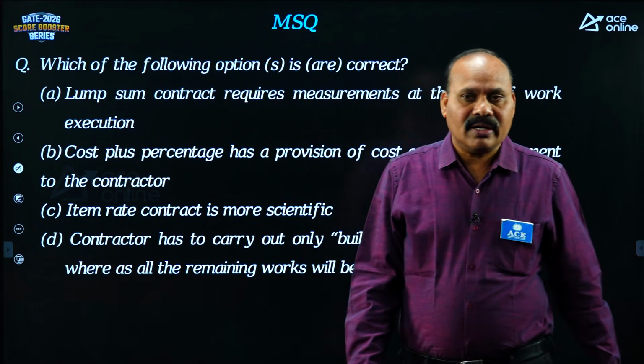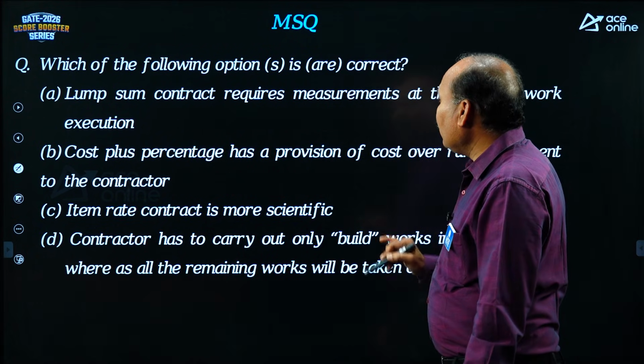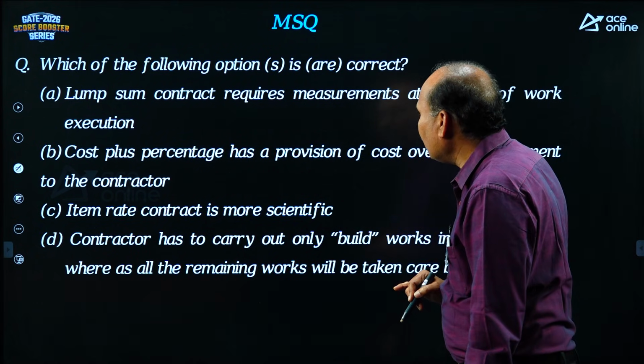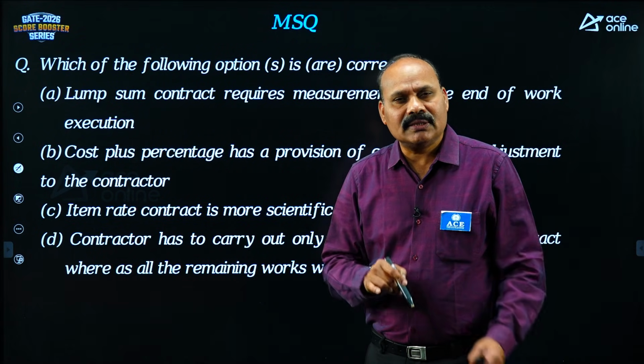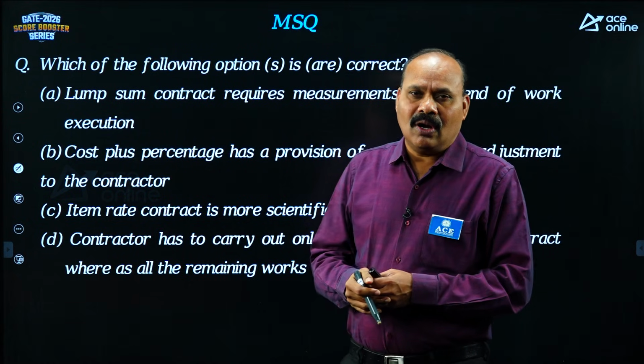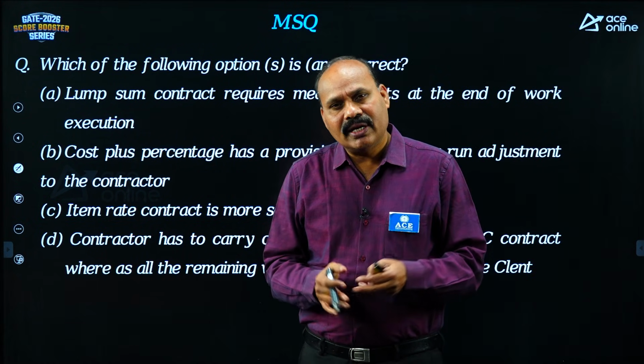Next, contracts. Which of the following options is correct? Lump sum contract requires measurements at the end. Actually, lump sum contract is not at all related to measurement. All details must be available well in advance.